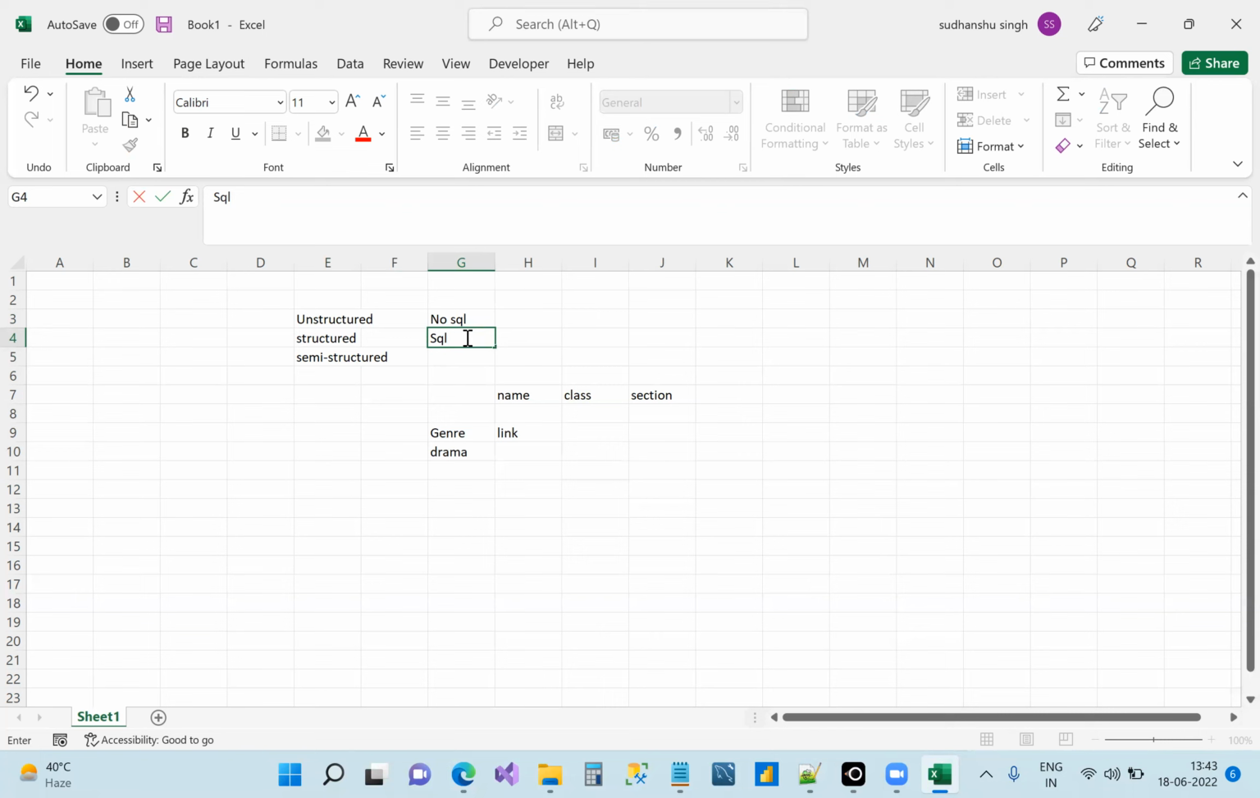SQL. So this is a communication language, isn't it? Similarly, NoSQL is also a communication language, that is for unstructured data, and SQL is for structured and semi-structured. Okay. So SQL is a communication language, and always remember there is an ISO standard that needs to be followed on any platform where you do SQL.